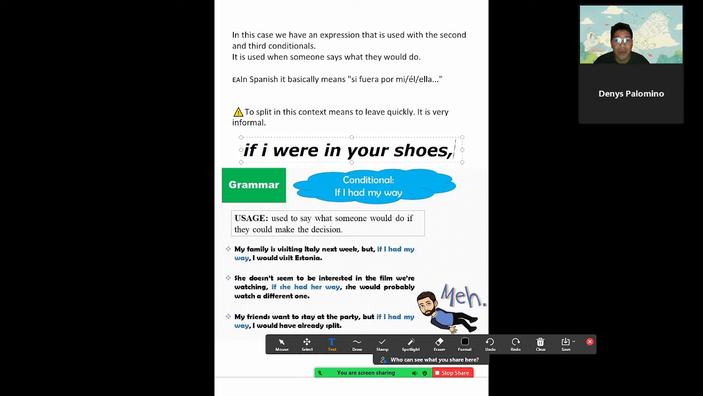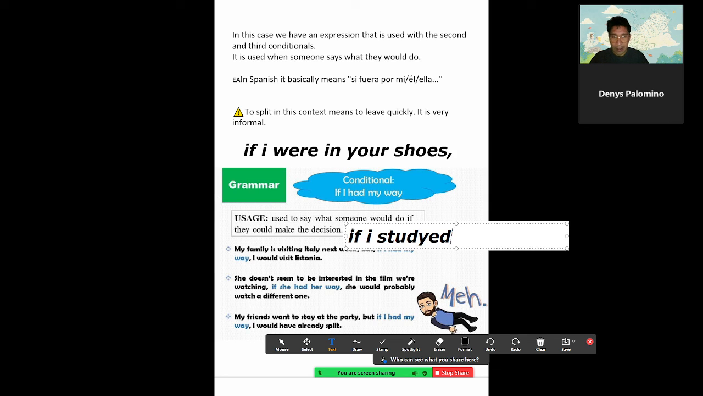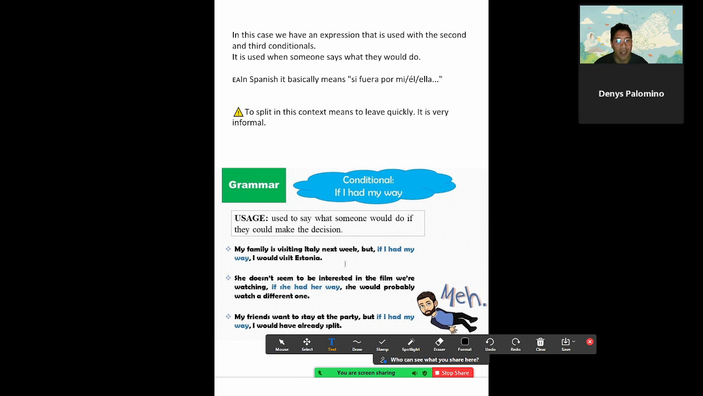She doesn't seem to be interested in the film we're watching. If she had her way, she would probably watch a different one. Lo puedes usar en la segunda y tercera condicional. If I had my way. Did you understand? Segunda y tercera, yes, segunda y tercera condicional. Do you remember? Okay. For example, that is a mixed conditional. Yeah, a mixed conditional, of course. You can change it in the second or in the third conditional. Yes, if I had my way.